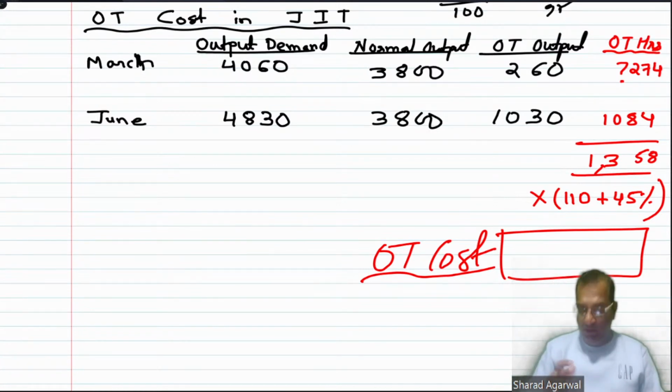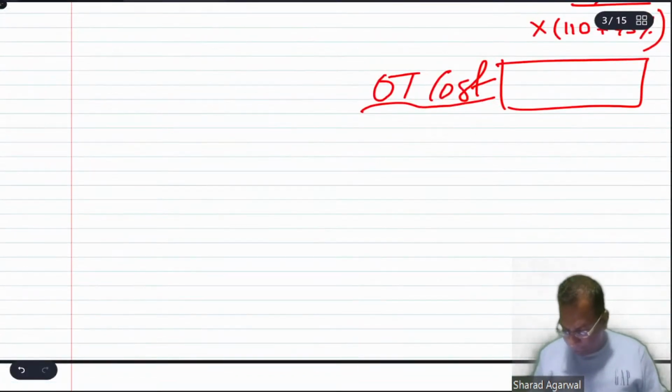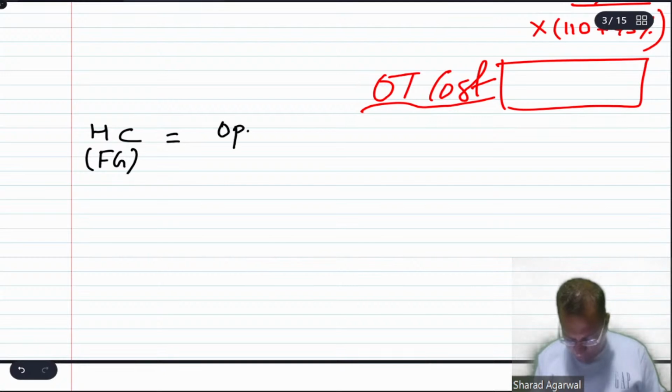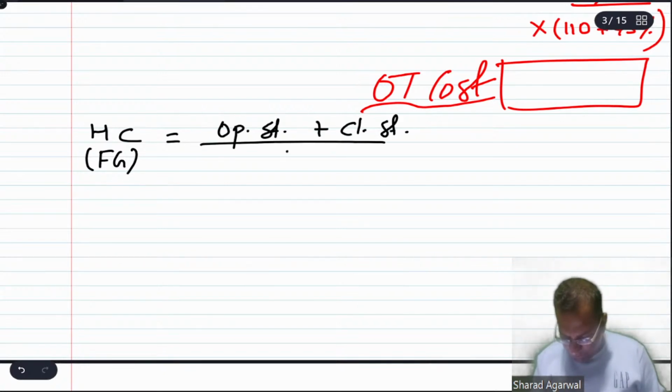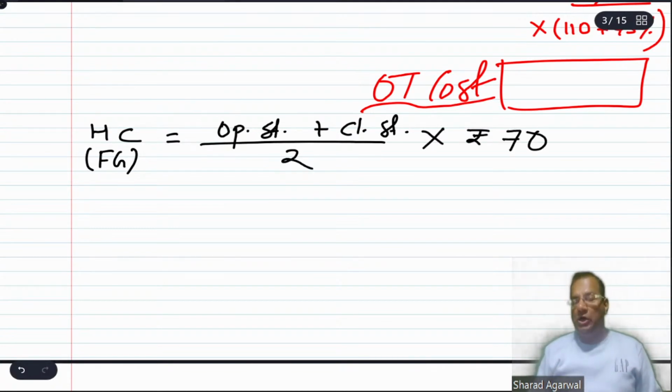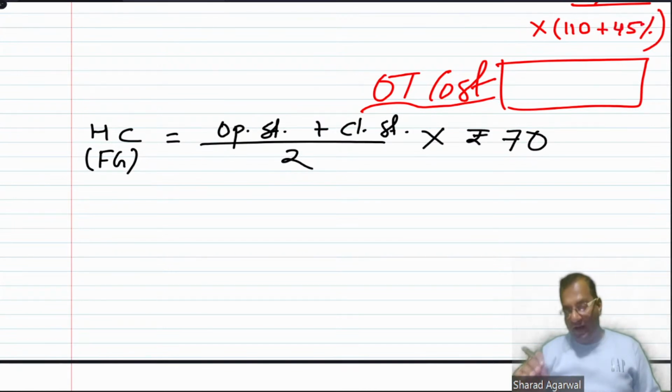तो हमें यहाँ पे holding cost का formula क्या है? Now, if we have to calculate holding cost for finished goods, the formula is opening stock plus closing stock of finished goods divided by 2 into 70 rupees. यहाँ पे हमें holding cost दिया है. So we have to find out the opening stock and closing stock of every month. That will be multiplied by rupees 70 to find out the holding cost under non-JIT system.